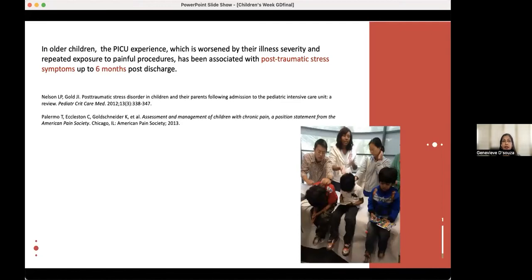In older children, the PICU experience, which is worsened by the illness severity and the exposure, doesn't have the long-term effect of lasting for years, but it does allow some amount of post-traumatic stress disorder, which can last up to 6 months. So it does impact them in the short term, but doesn't last as long as it does for the infants.